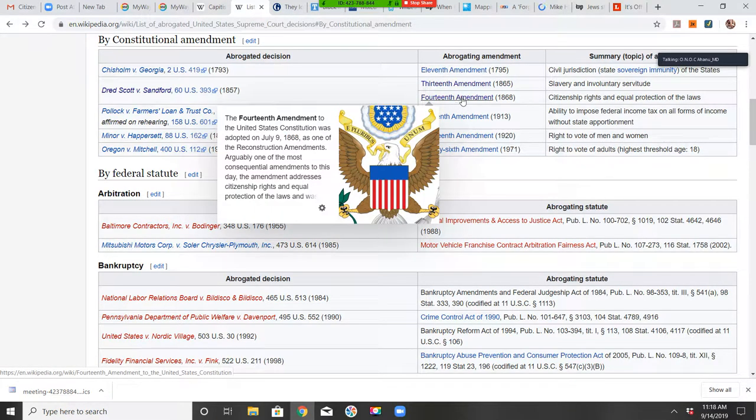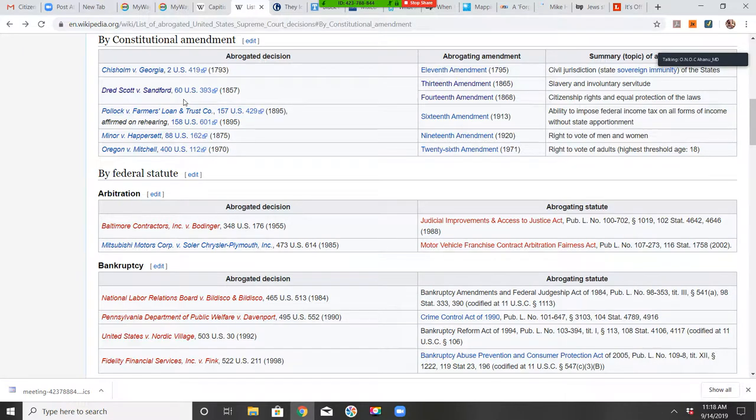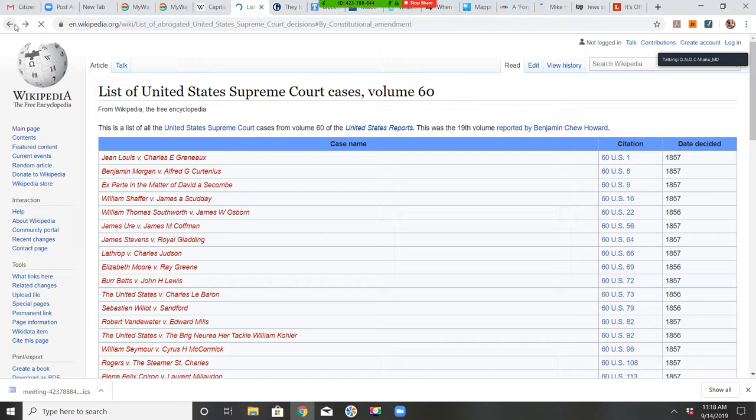The other part was the 14th Amendment. Why? Because it offered you citizenship, and before you've never been offered.